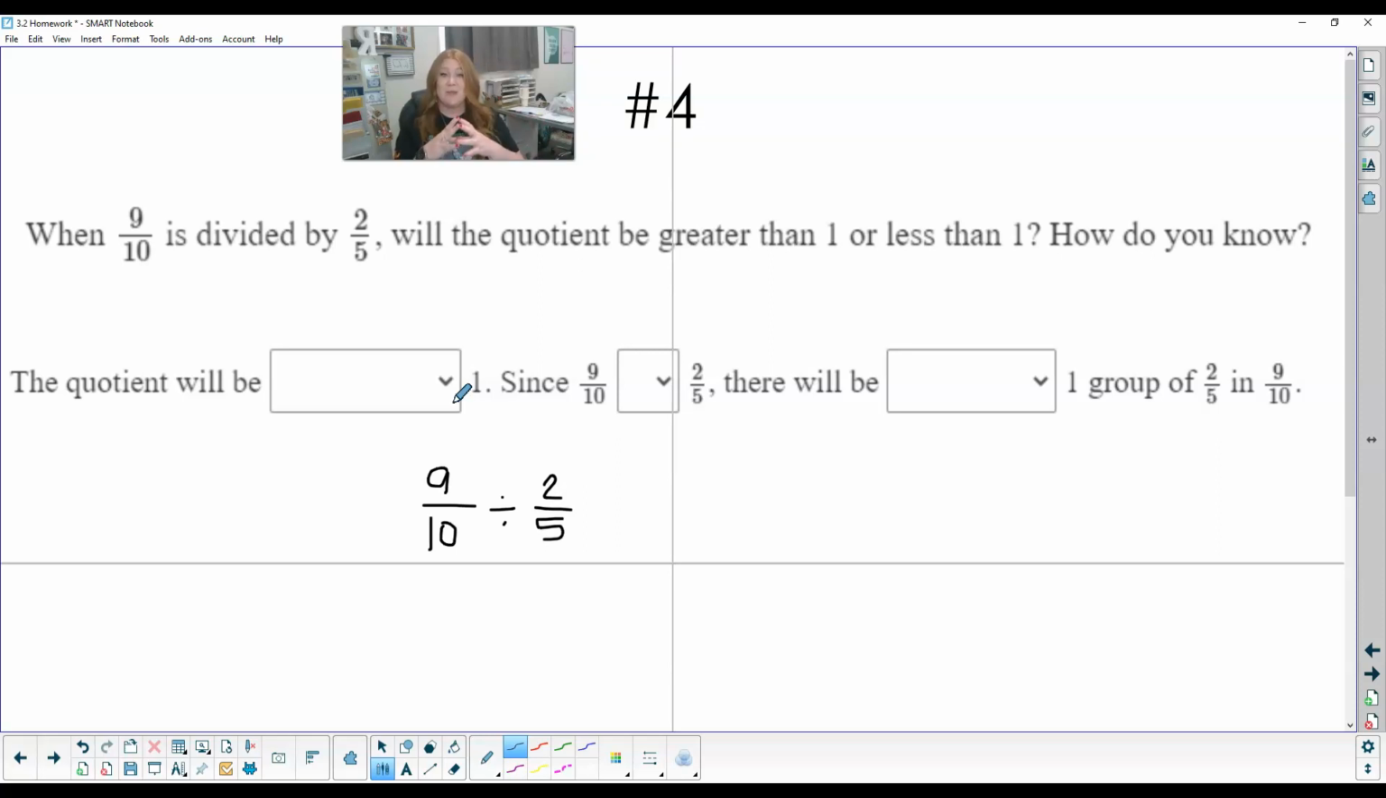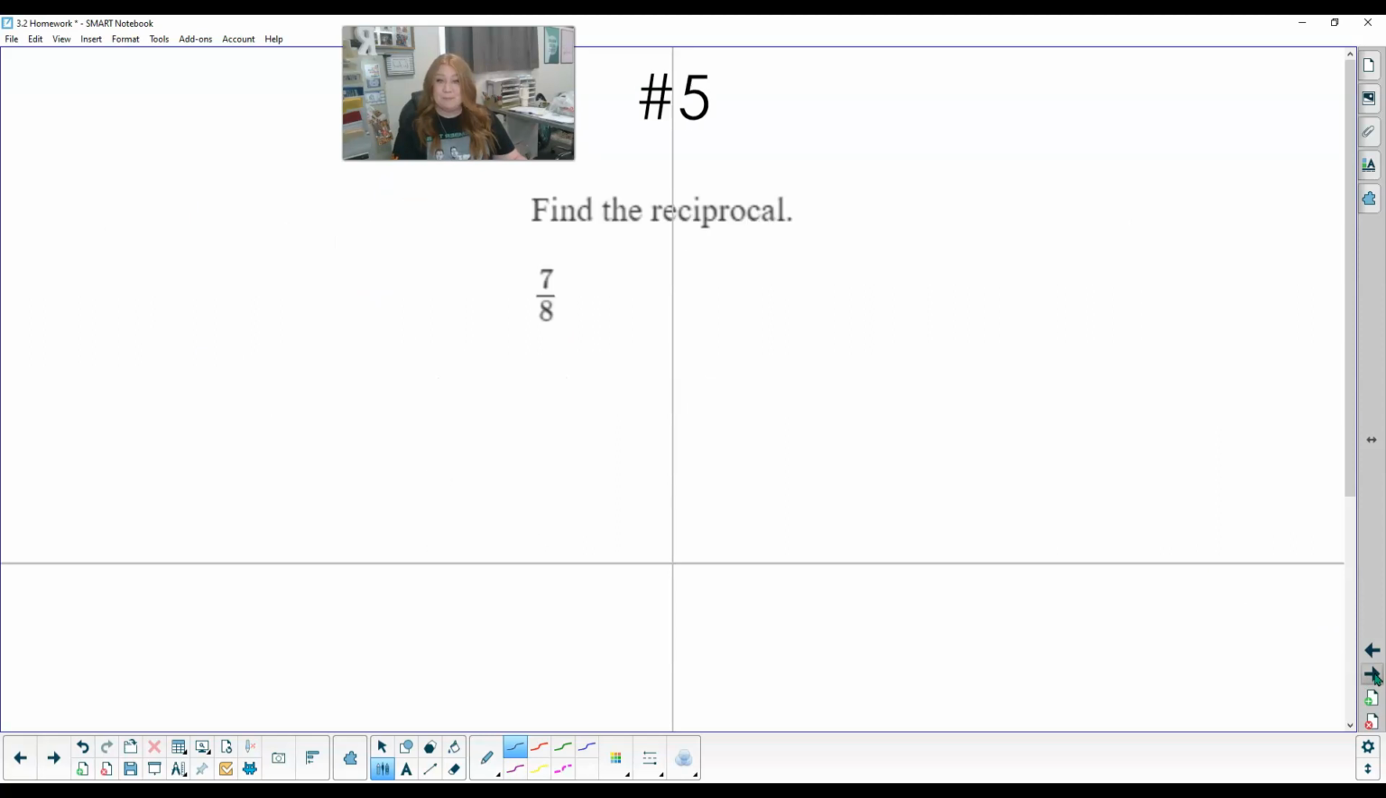So you've got to think about big divided by little gives you bigger answers because you're cutting it into smaller pieces. But if you're taking a smaller number and cutting it into bigger pieces, you don't even have enough to make a whole thing. So you're going to have a less than 1 answer. So see if you can use that information to answer that question there.